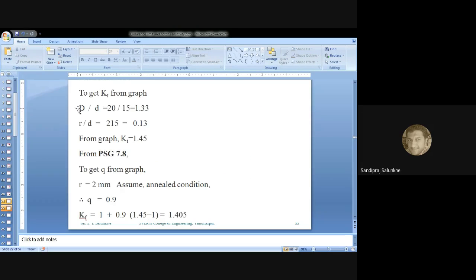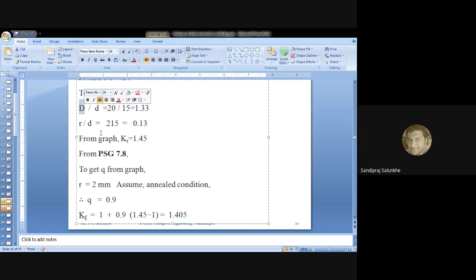This Kt is calculated from the diameter, the bigger diameter divided by the smaller diameter, the D by d ratio. Okay, and the radius of the curvature divided by the small diameter.